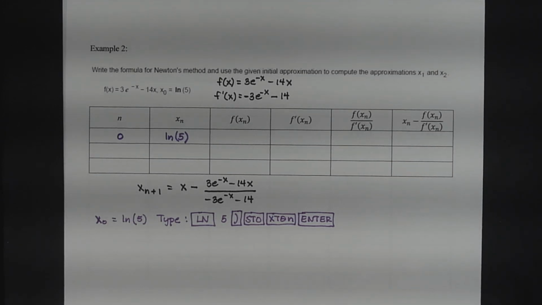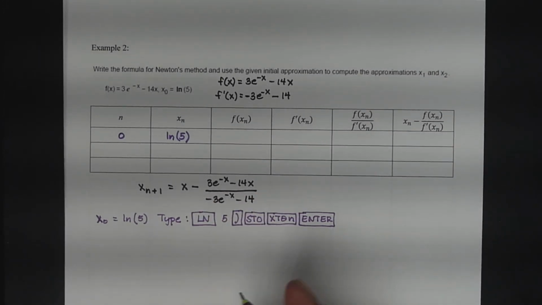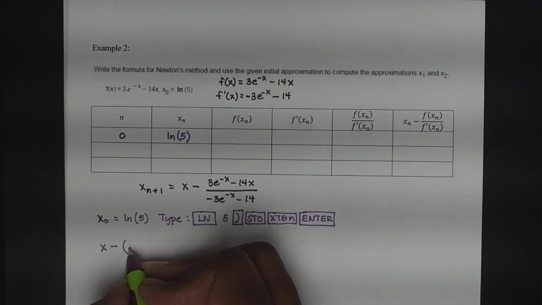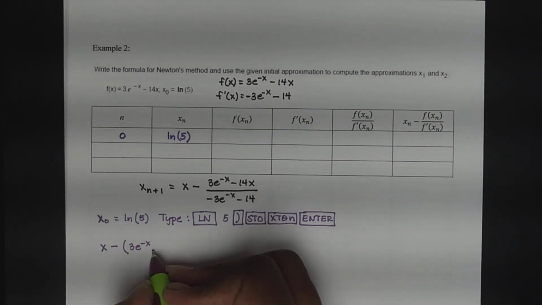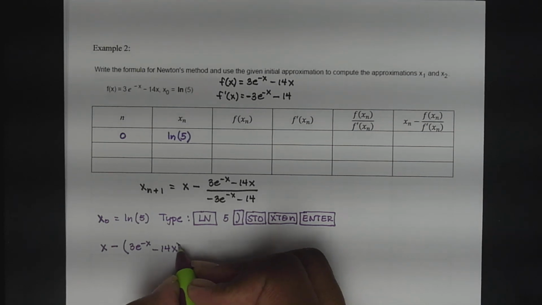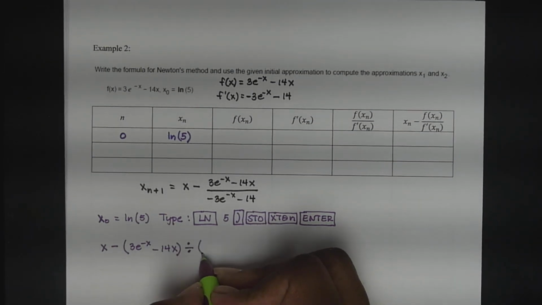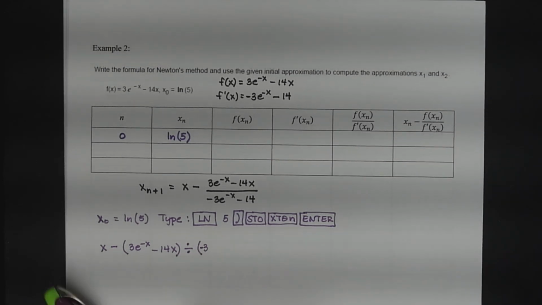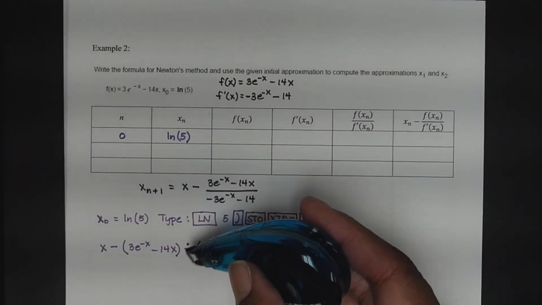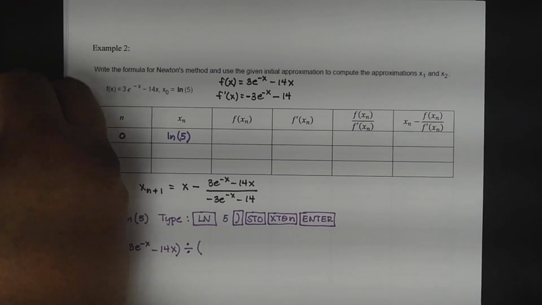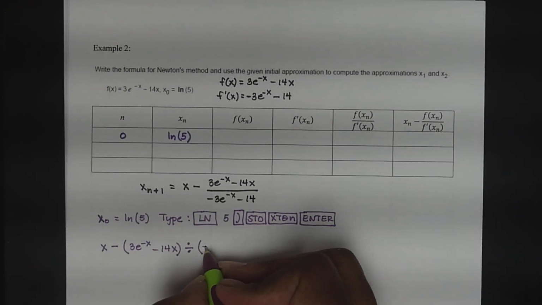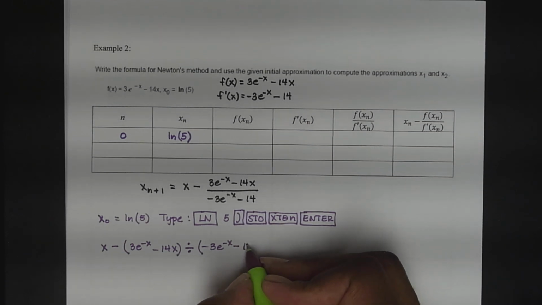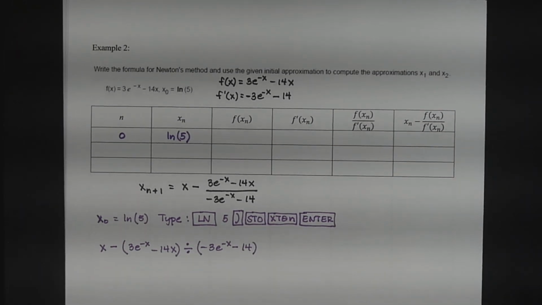Now I'm going to zoom back in a bit. We're going to enter this expression right here. And I'll rewrite it as x minus. And I'm going to put the 3e to the negative x minus 14x in parentheses. And that's going to be divided by, and then the denominator will be in parentheses, negative 3e to the negative x minus 14, close parentheses.